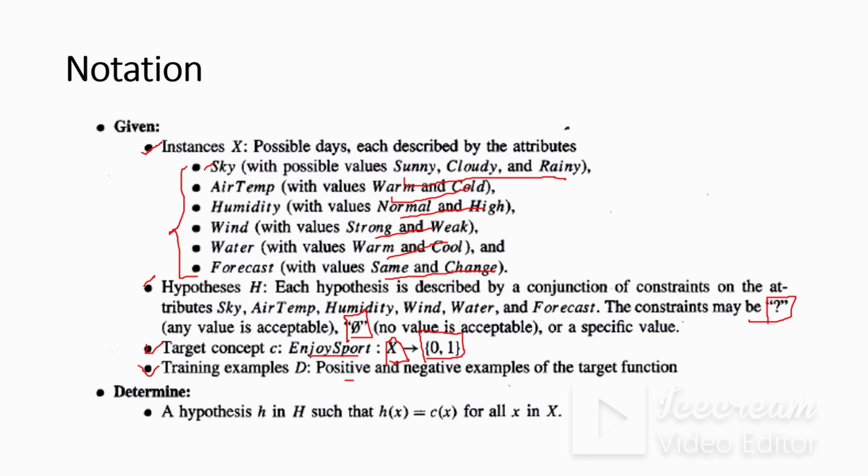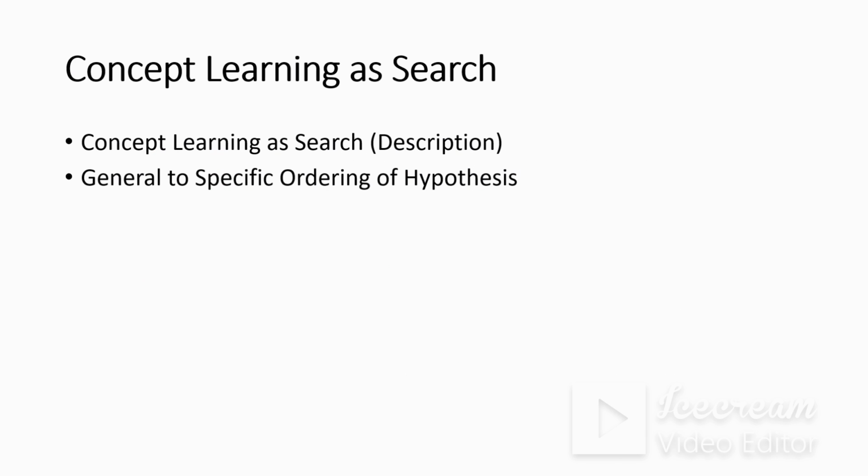So what we are going to do in concept learning is we are trying to find a hypothesis h which belongs to the hypothesis space H, such that h(x) is equal to c(x) for all x in X. So that is the notation of concept learning as a task. With this we come to the end of the concept learning task. Now we move on to the next one, which is concept learning as search.